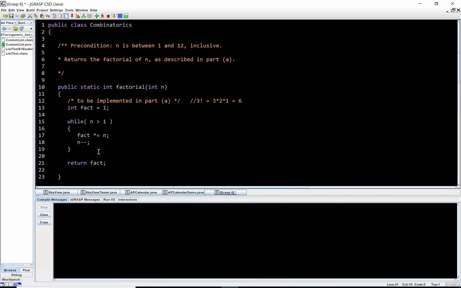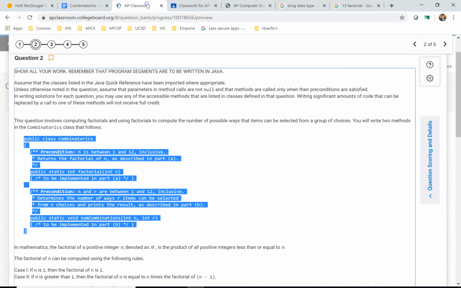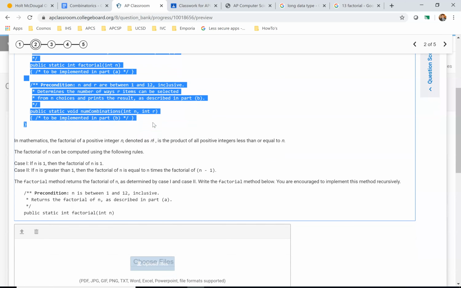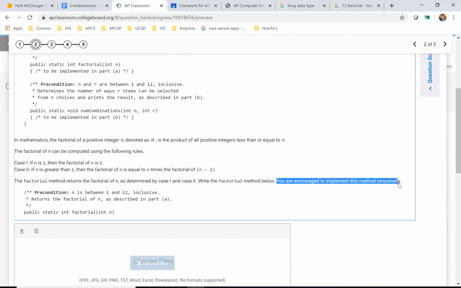I believe there might be something in the actual problem description about recursive methods. I know there was a question by a student asking me about recursive. You're encouraged to implement this method recursively. This year, because of the changes to the administration of the APCSA, you will not be tested on recursive methods. So I'm going to skip this for now. I'm trying to avoid making this video longer than it needs to be.